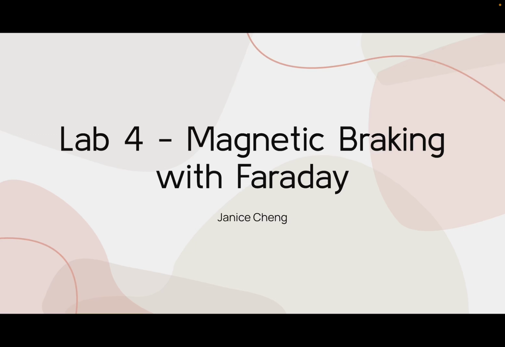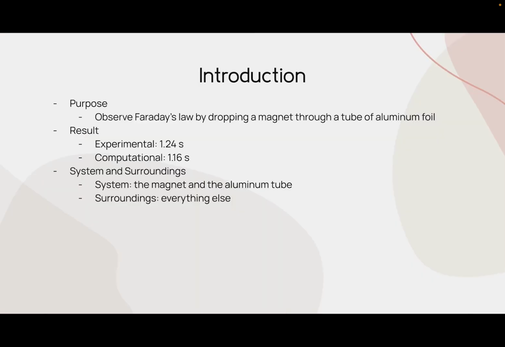This is lab 4, magnetic braking with Faraday. So the purpose of this lab is to observe Faraday's law by dropping a magnet through a tube of aluminum foil. The experimental result was 1.24 seconds and the computational result was 1.16 seconds.